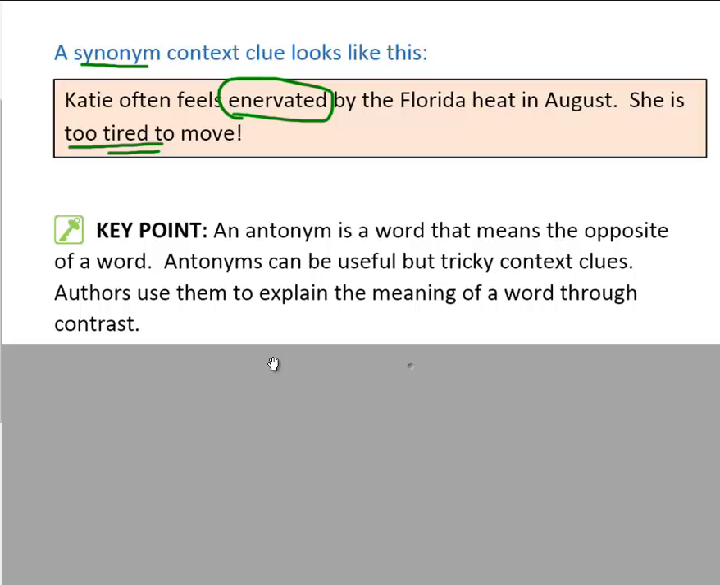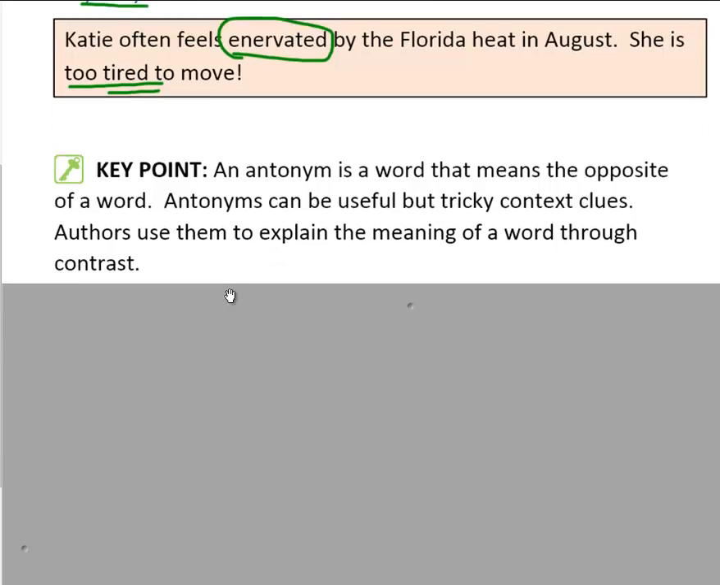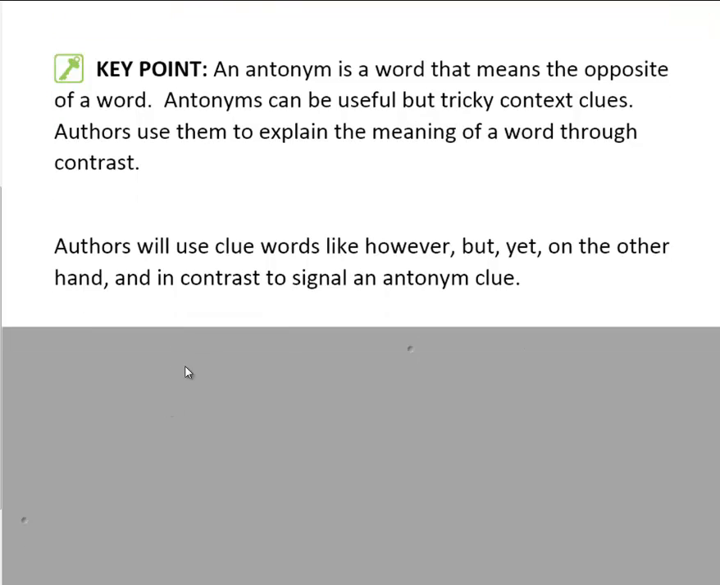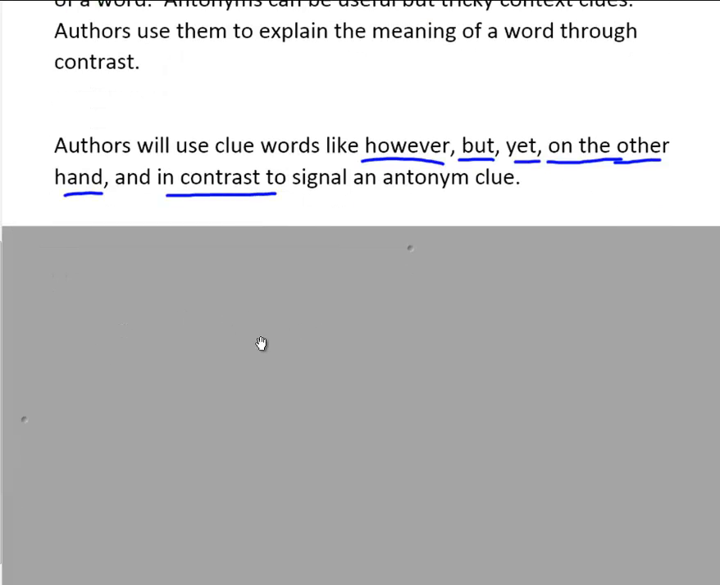Antonyms can be useful but tricky context clues because authors use them to explain the meaning of an unknown word through contrast. Now, the good thing is that authors will usually give you clues to let you know that they're setting up the meaning of the unknown word by presenting its contrast. So if you see words like however, but, yet, on the other hand, or in contrast, those are signals to you that you're going to see an antonym clue. So let's take a look at one of those examples.